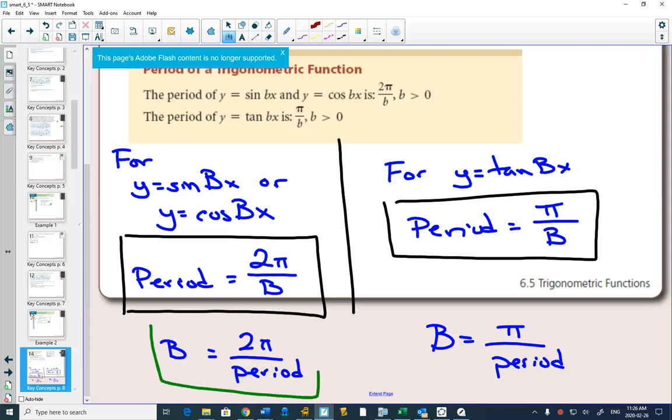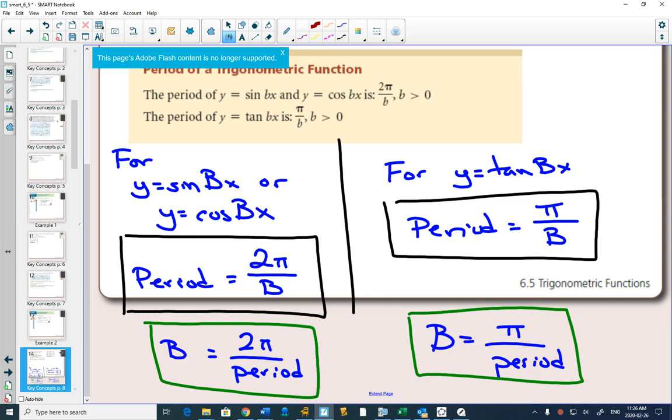And in the green boxes here, I've just rearranged those formulas to solve for the b value because we're also going to be given graphs and have to find the original equation, work backwards. So sometimes you have to find the b value when you know the period. Sometimes you have to find the period when you know the b value. So both of those formulas are the same, just rearranged of each other.